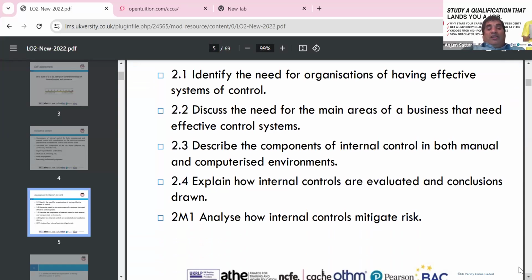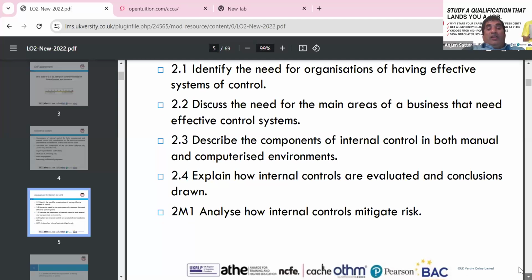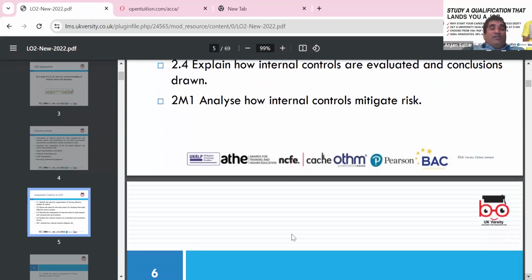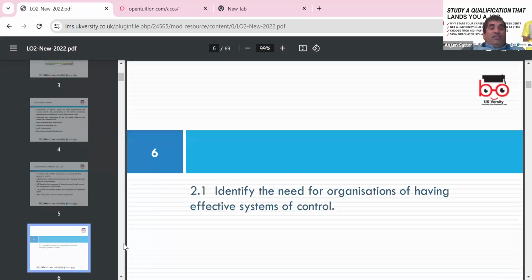Both computerize and explain the internal control, evaluate and conclusion drawn, and we can look around the merit criteria, analyze the internal control mitigation risk. What sort of risk? Is it control risk? Is it detection risk? Is it inherent risk there?